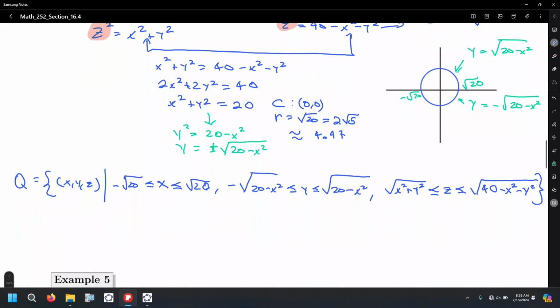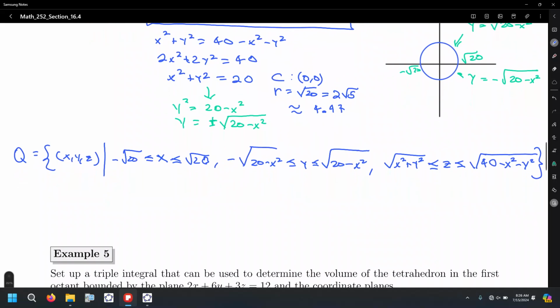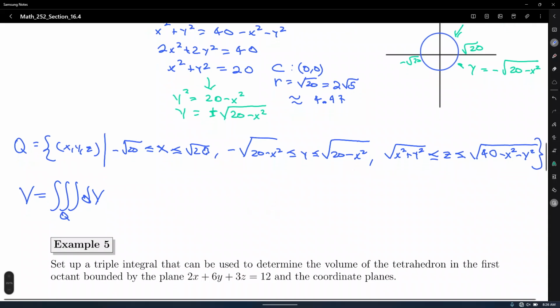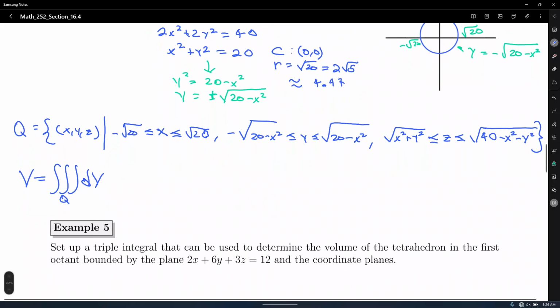And we're ready to set up the triple integral that will calculate the volume of this intersection between a cone and a sphere. So volume again: the triple integral over the region Q of dV. Again, there is an invisible 1 in the integrand. That means this triple integral represents volume. But if you have something other than a 1, it calculates a different quantity that we'll discuss in the next couple of sections, not in the next one.